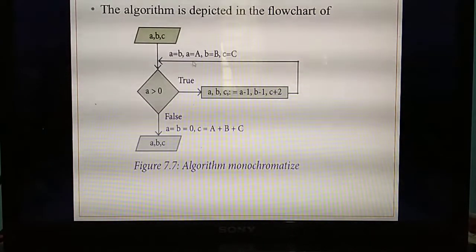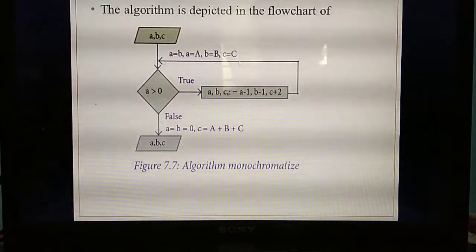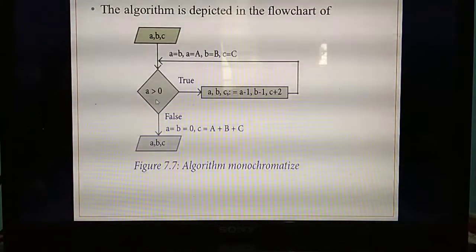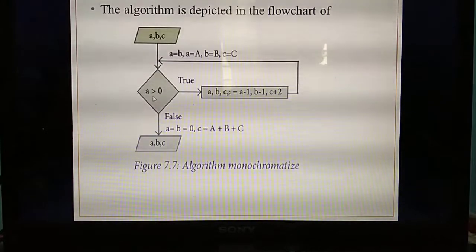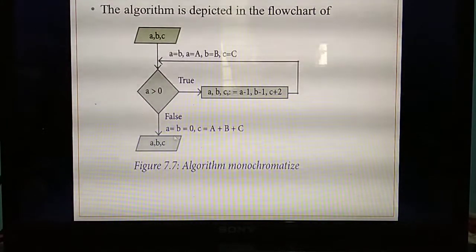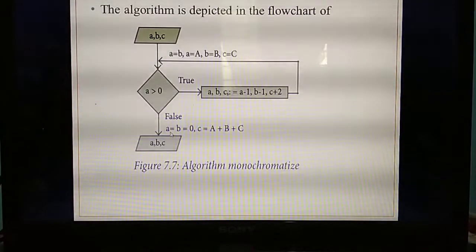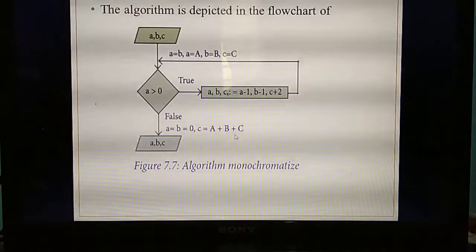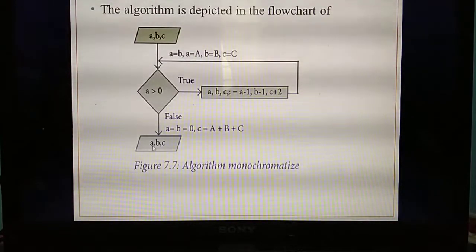Again, this loop will execute till the condition becomes false. That means till A is greater than 0. If A equal to 0, the condition becomes false, so it will come outside of the loop. So if A and B equal 0, what do you need to do? C equal to A plus B plus C. Simply add and write the result A, B, C.